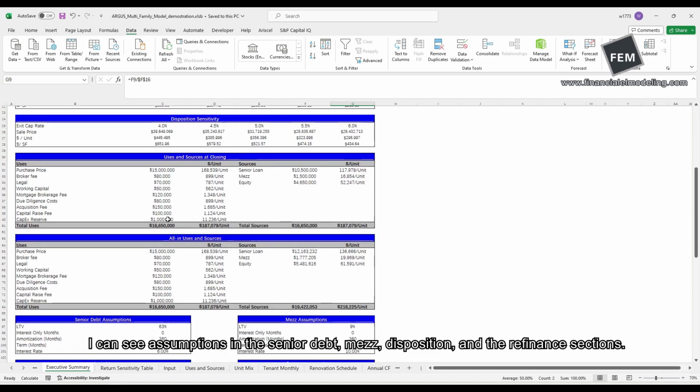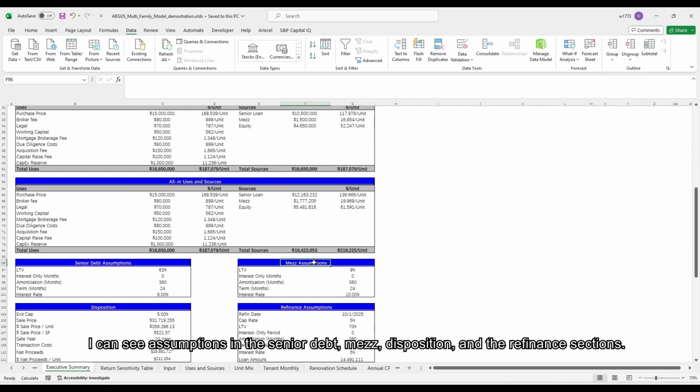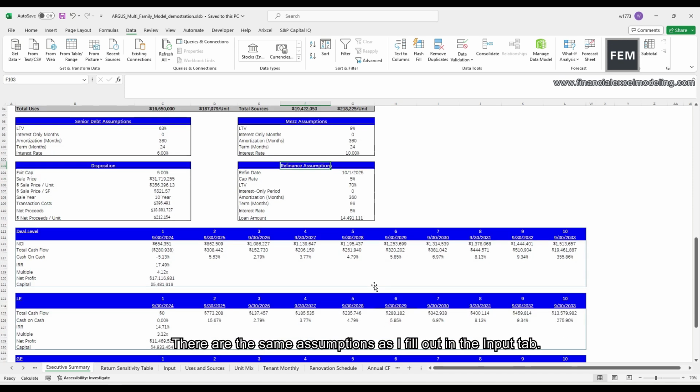I can see assumptions in the senior debt, mezzanine, disposition, and the refinance sections. They are the same assumptions I fill out in the input tab.